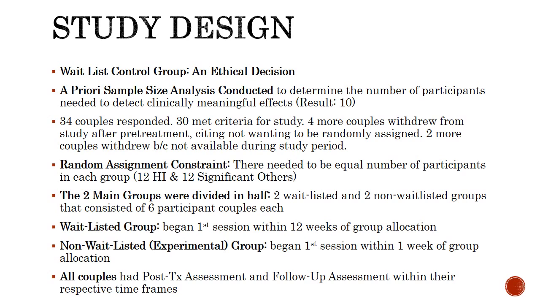This study also cited a random assignment constraint. There needed to be an equal number of participants in each group. So they had to put 12 hearing impaired and 12 significant others in the study. The 2 main groups were divided in half, 2 waitlisted and 2 non-waitlisted groups that consisted of 6 participant couples each. The waitlisted group began the first session within 12 weeks of group allocation. The non-waitlisted or experimental group began their first session within 1 week of group allocation. All participants had post-treatment assessment as well as follow-up assessment within their respective time frames.